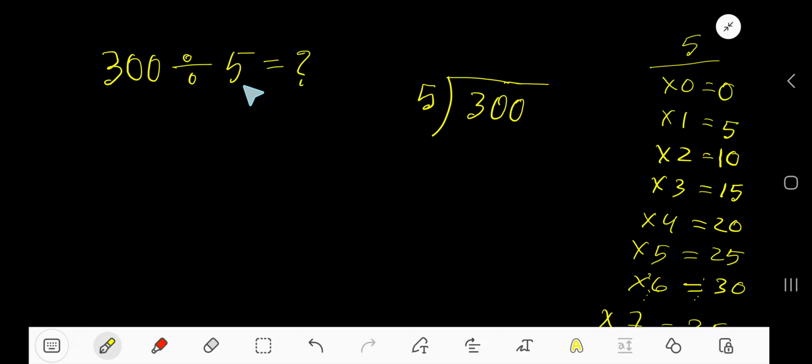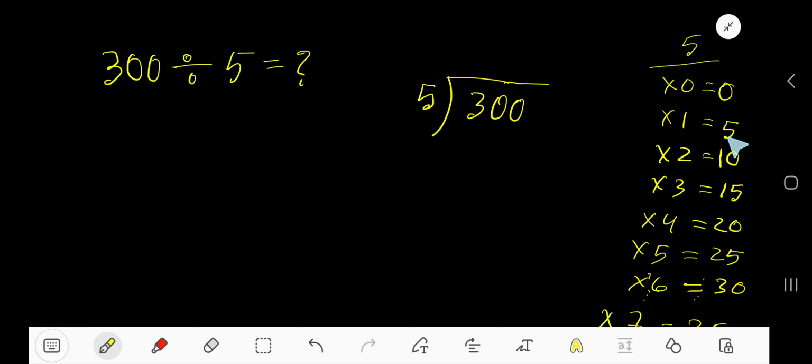300 divided by 5. Here 5 is a divisor, so we need the multiplication table of 5. 5 times 0 is 0, 5 times 1 is 5, 5 times 2 is 10, 5 times 3 is 15, 5 times 4 is 20. To find the multiplication table of 5, just add 5 to the previous step.